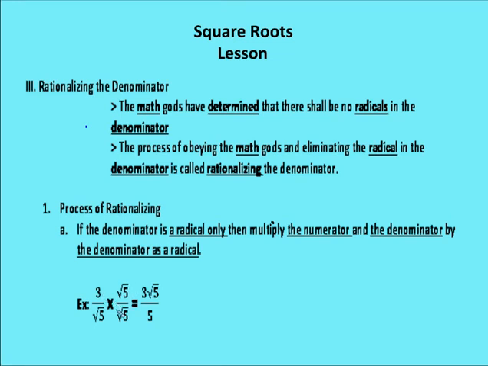So I multiply 3 times root 5 and root 5 times root 5, and I end up with 3 root 5 over 5. So you can see that by multiplying the numerator and denominator by the denominator itself, which is root 5, I end up removing the radical in the denominator. It becomes 3 root 5 over 5.